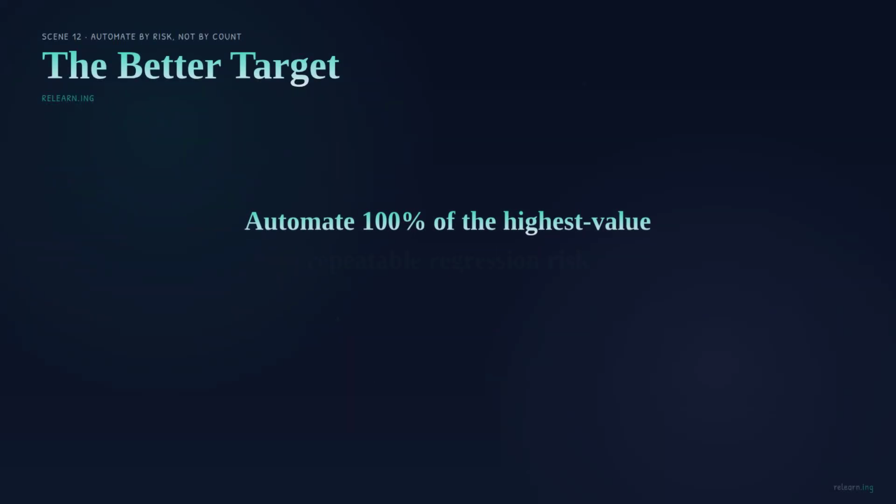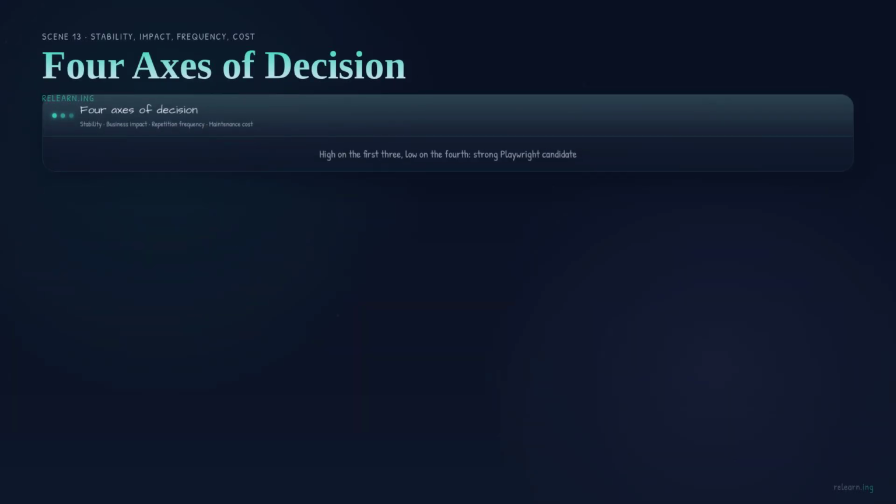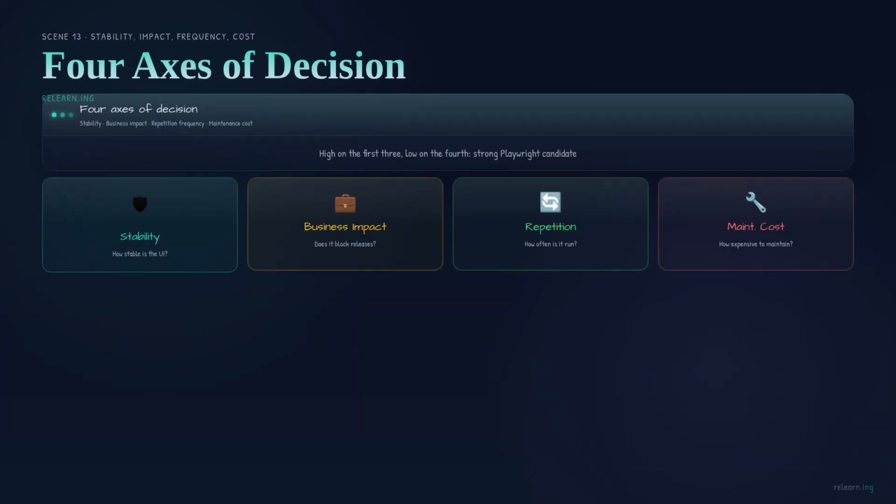The better target is this: automate 100% of the highest value repeatable regression risk, not 100% of the manual test inventory by count. Think about that decision on 4 axes: stability, business impact, repetition frequency, and maintenance cost. If a scenario scores high on the first 3 and low on the 4th, it is a strong Playwright candidate.